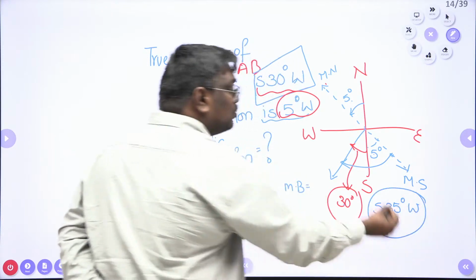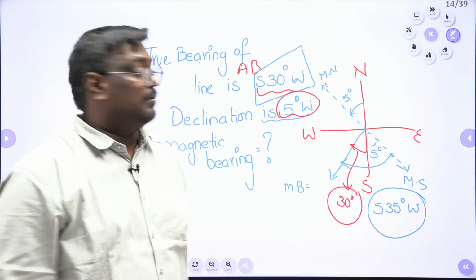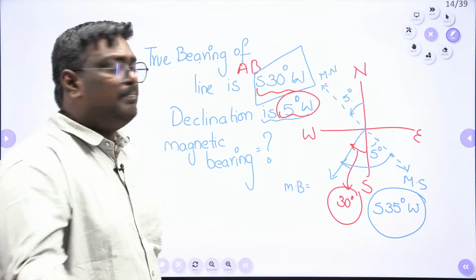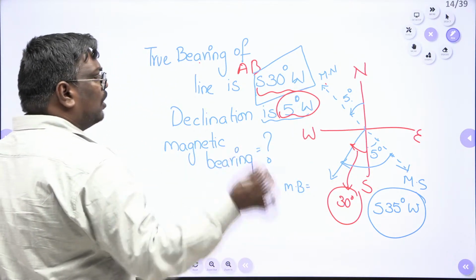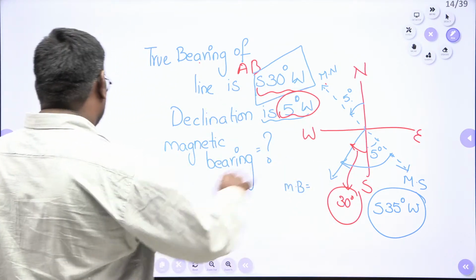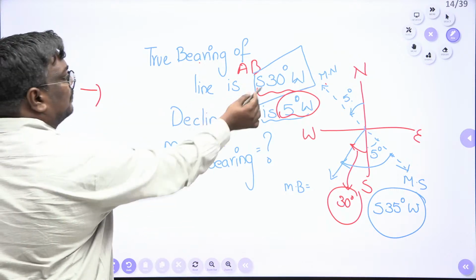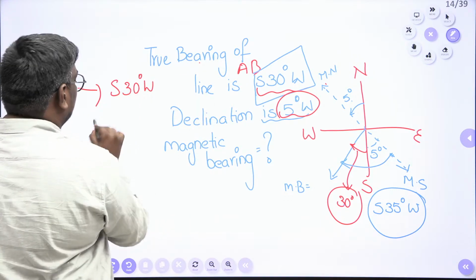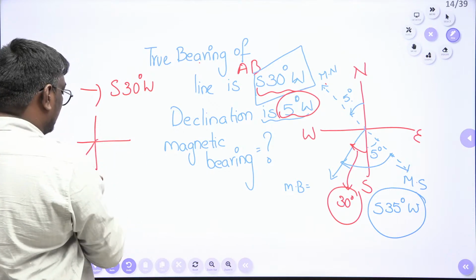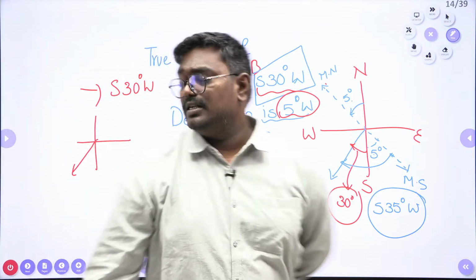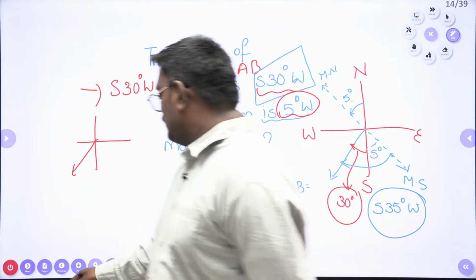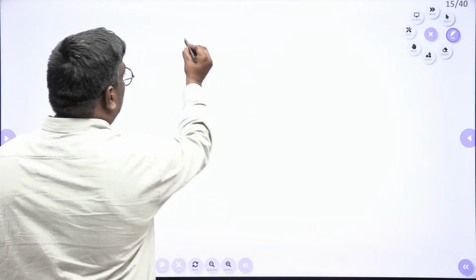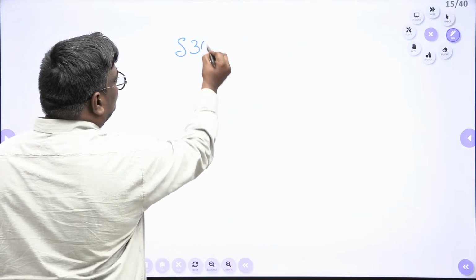This is how you solve the problem using a diagram. Some people might be confused by these kinds of things, so we will solve the problem in the whole circle system. Suppose it is south 30 degrees west. When I talk about the reduced bearing, my dear students, first of all, it is south 30 degrees west.